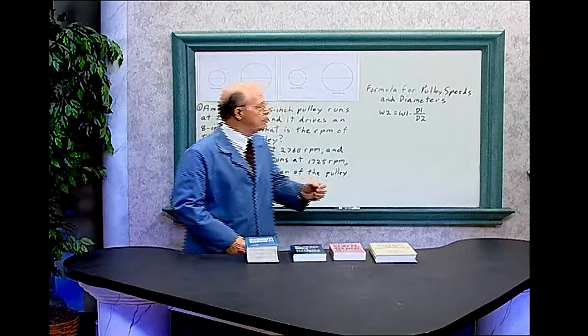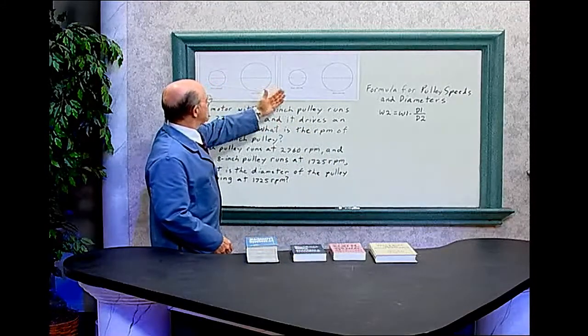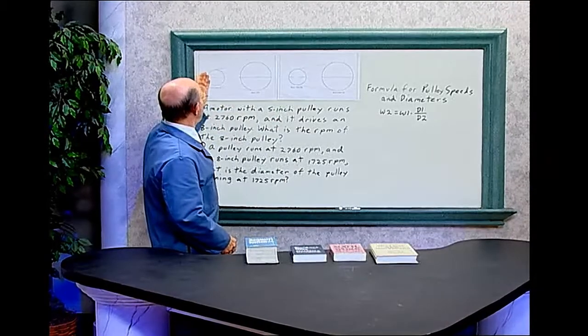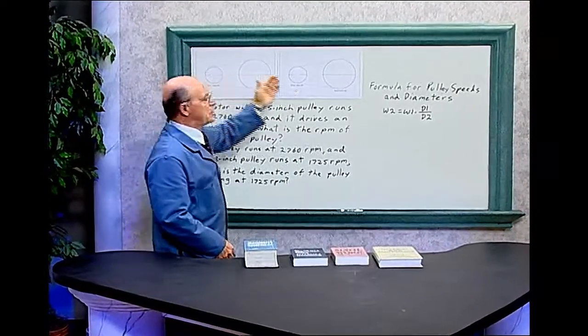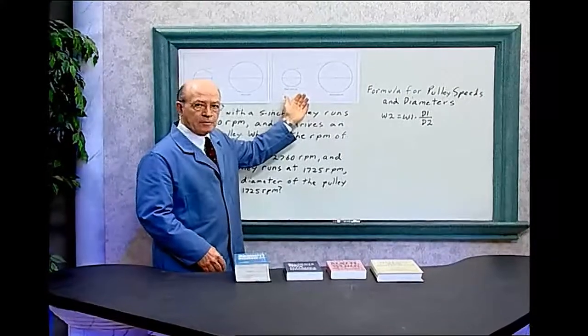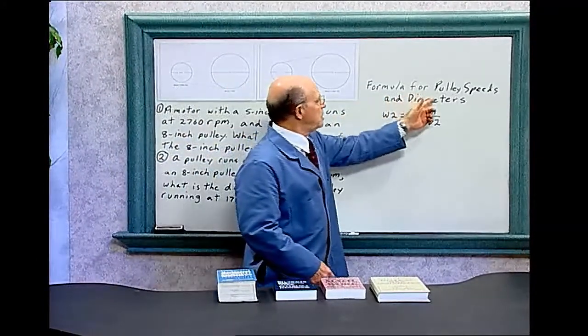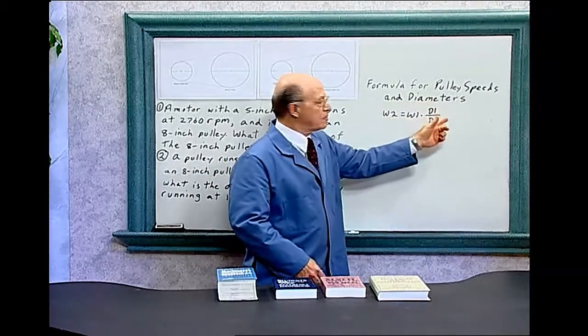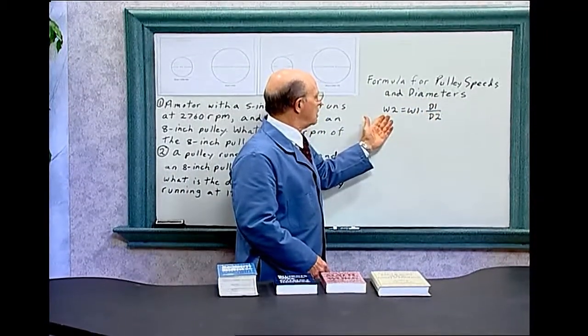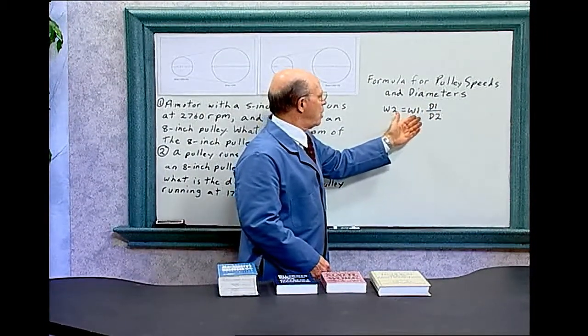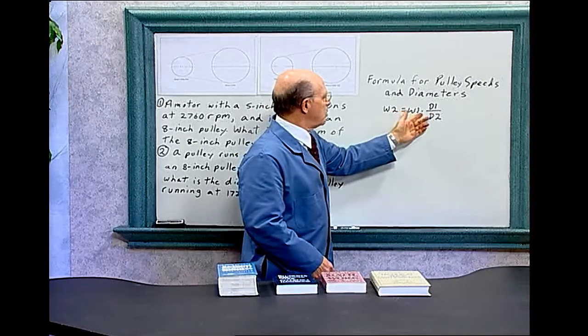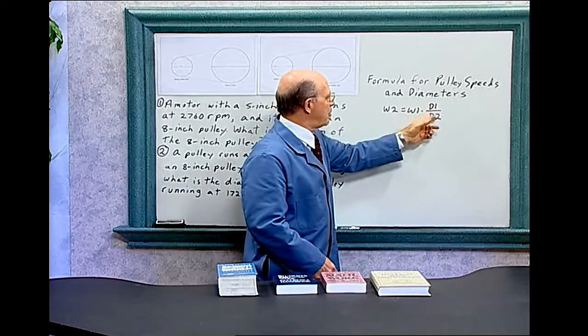I have on the board 2 problems regarding pulleys. One is about the RPM of a pulley, and one is about the diameter of a pulley. And this is a formula for pulley speeds and diameters. It's W2 equals W1 multiplied by diameter 1 divided by diameter 2.